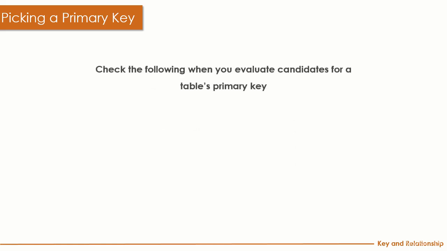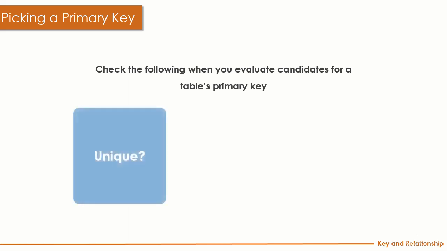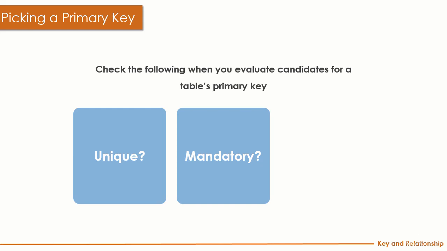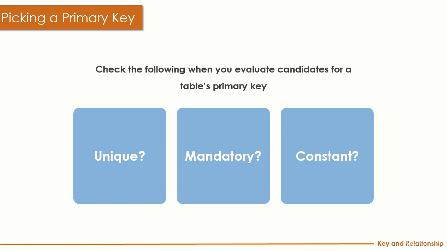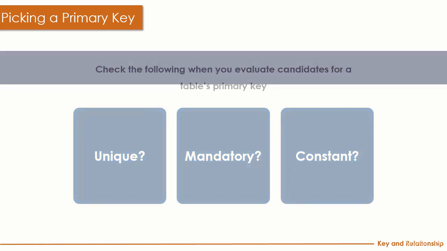When you're picking a column to be a primary key, you need to check the following conditions before you pick it. Is it unique? It is unique to identify the row of data. Is it mandatory? The primary key cannot be null or empty. Is it constant? You will not change the value of the primary key.